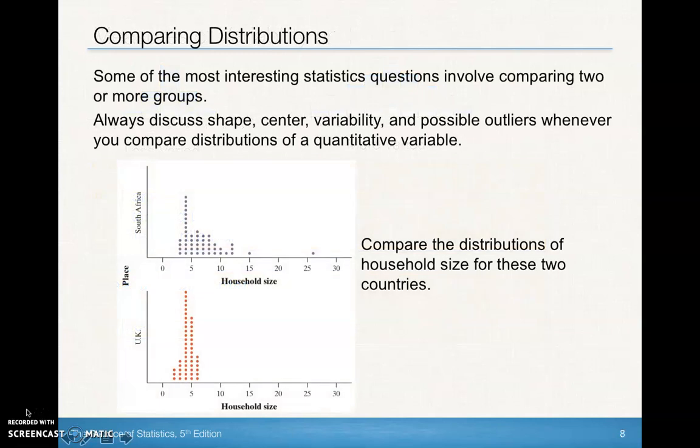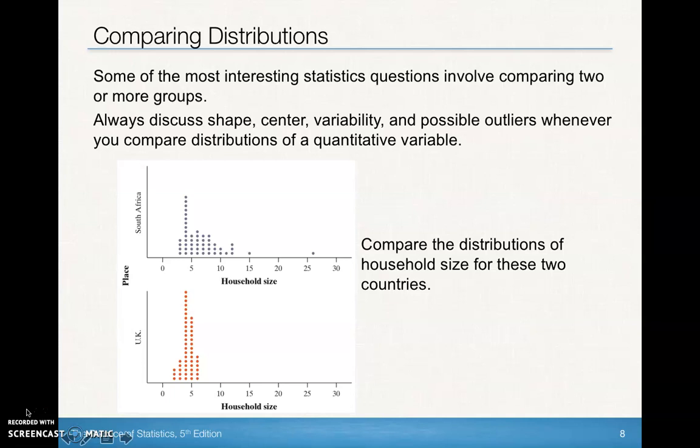When you are comparing distributions, you always want to talk about the shape, the center, and the variability, along with some possible outliers. You always want to discuss this for both graphs and then compare them. So two things you need to have whenever you are comparing distributions is all of the shape, center, variability, and possible outliers for each graph and how they are related. And an easy way to lose points on a question like this is to not actually use context.